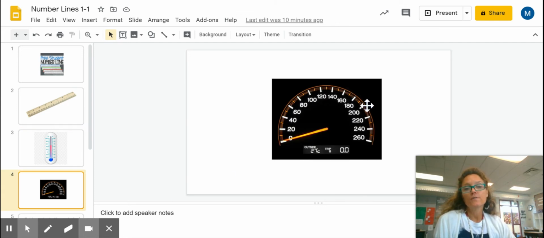And here's the last picture I'm going to show you. It's a curved number line. And this is actually a speedometer. So you might see one of these in your parents' car. So it starts at 0 and it goes all the way up to 260.